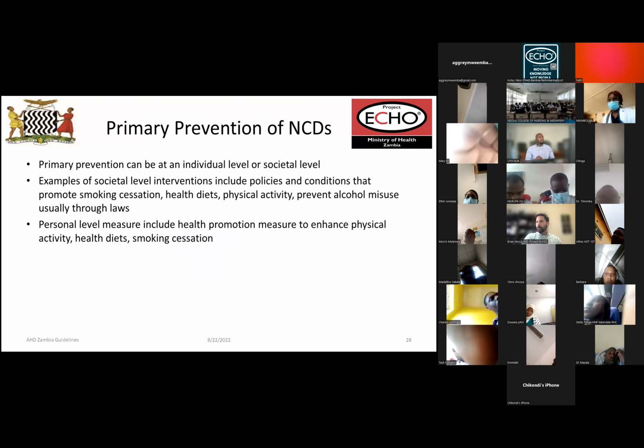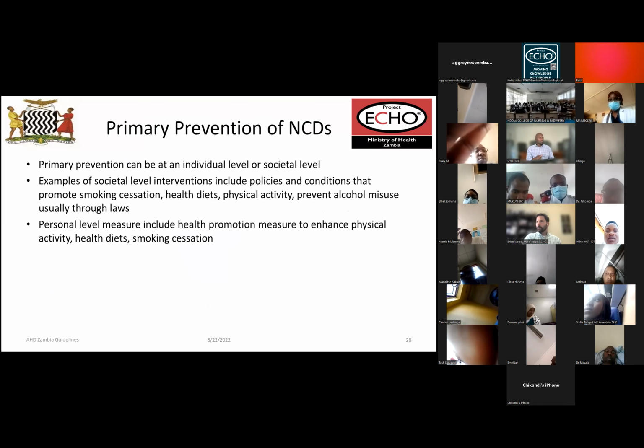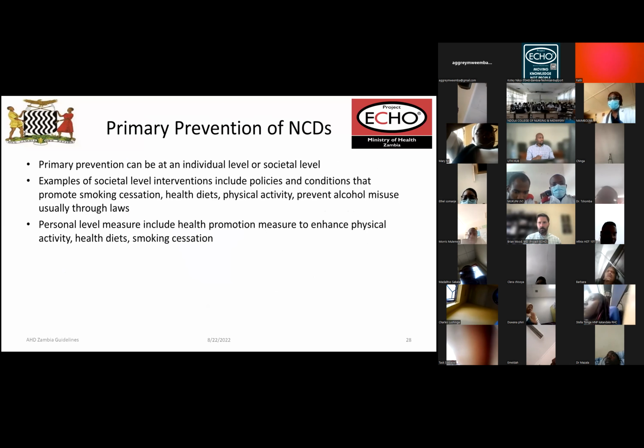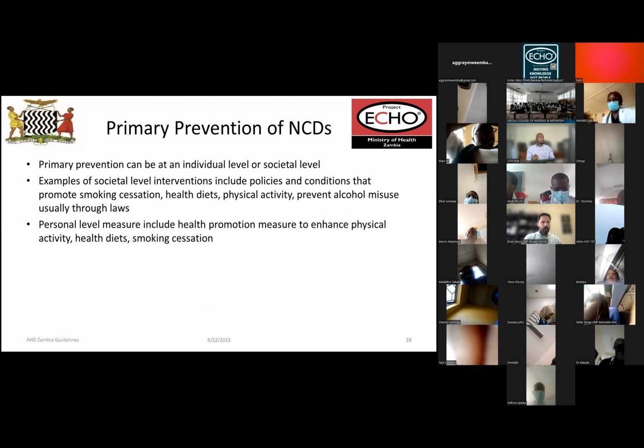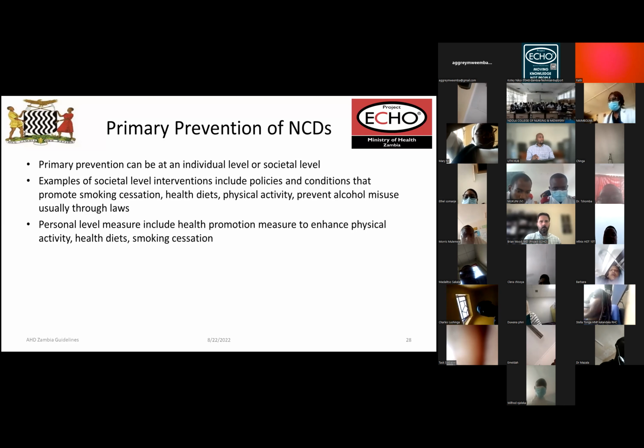So there's what we call primary prevention of NCDs, which can be done at an individual level or societal level. Examples at societal level include the policies made by government to promote smoking cessation, to promote healthy diets, to promote physical activity, and to prevent alcohol abuse. And usually this is through laws that are made by government. At an individual level, one can include health promotion measures to enhance physical activity, good diets, and smoking cessation.